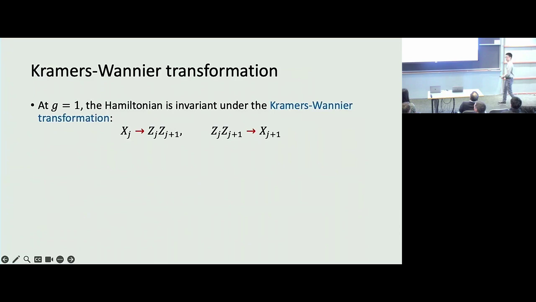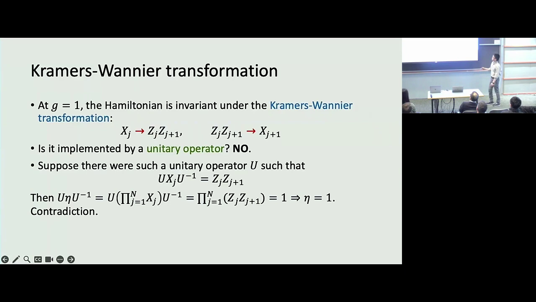Okay, so we have a Hamiltonian invariant under some transformation. If you ask Wigner if this is a symmetry or not, Wigner will insist that you have to find a unitary operator that implements this transformation. Well, is it implemented by a unitary operator? The answer turns out to be no. Let me give a really two-line argument why this cannot possibly be the case. Let's say there is a unitary operator U such that U implements this transformation. What would Wigner say? Wigner would say that means U X_j U inverse is Z_j Z_{j+1}, right? That's how symmetry acts in the Heisenberg picture.